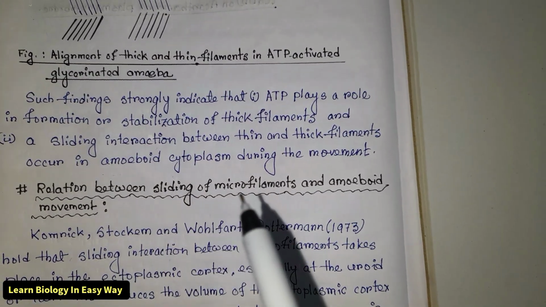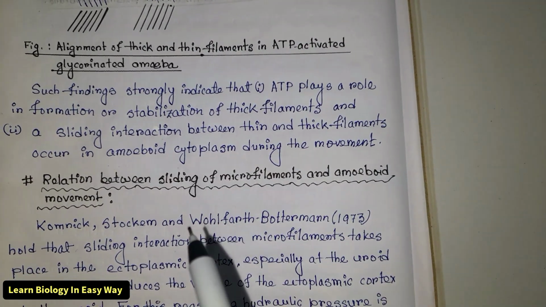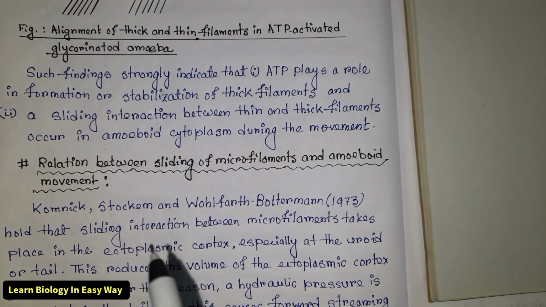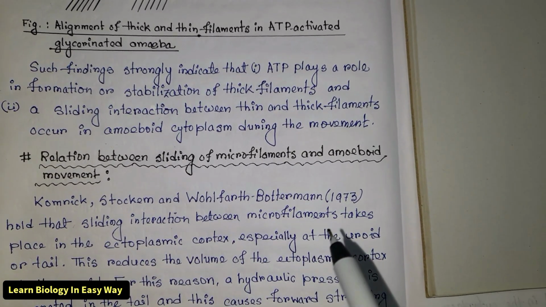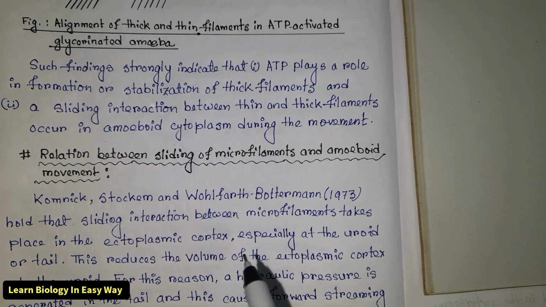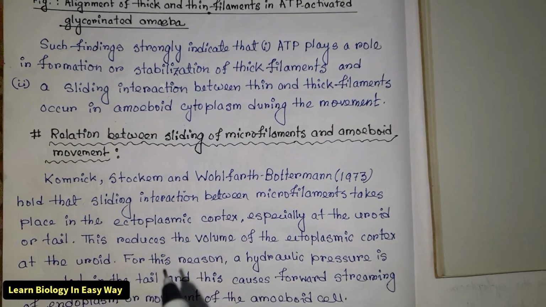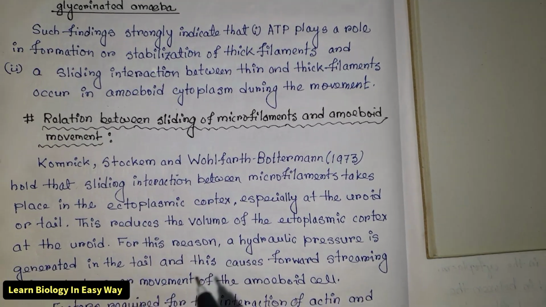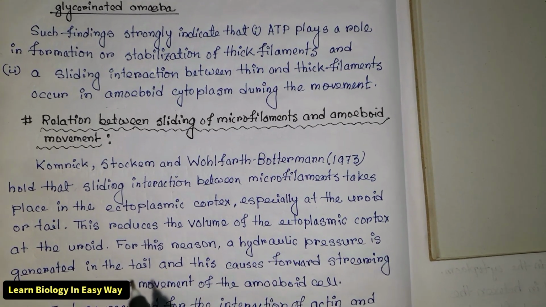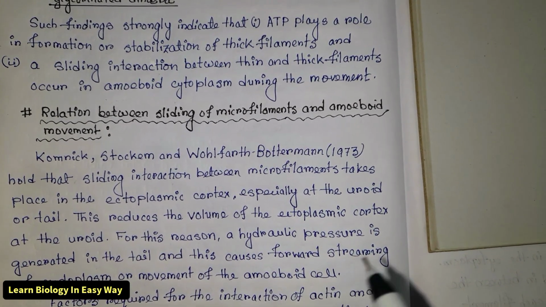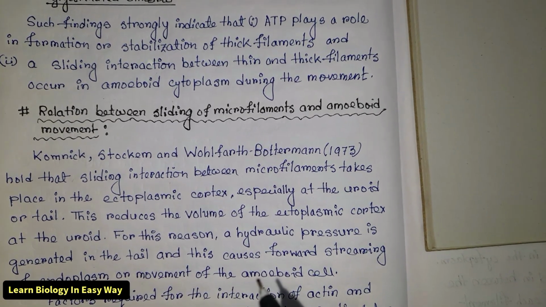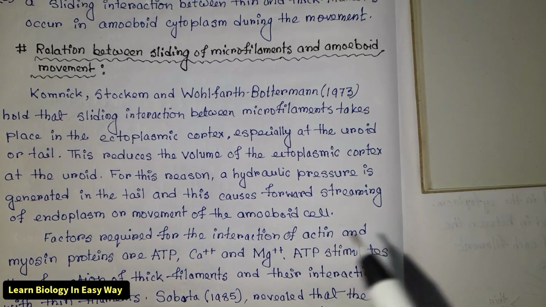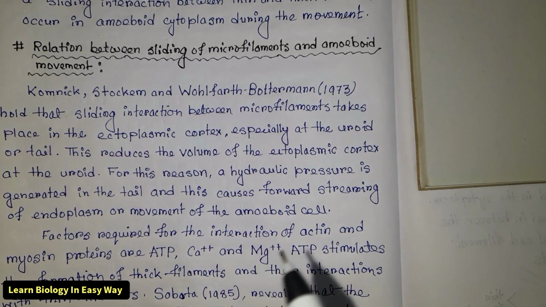Next, relation between sliding of microfilaments and amoeboid movement. Commoner, Stockem and Bottermann 1973 hold that sliding interaction between microfilaments takes place in the ectoplasmic cortex, especially at the uroid or tail. This reduces the volume of ectoplasmic cortex at the uroid. For this reason, a hydraulic pressure is generated in the tail and this causes forward streaming of endoplasm or movement of the amoeboid cell. Factors required for the interaction of actin and myosin proteins are ATP, calcium and magnesium.